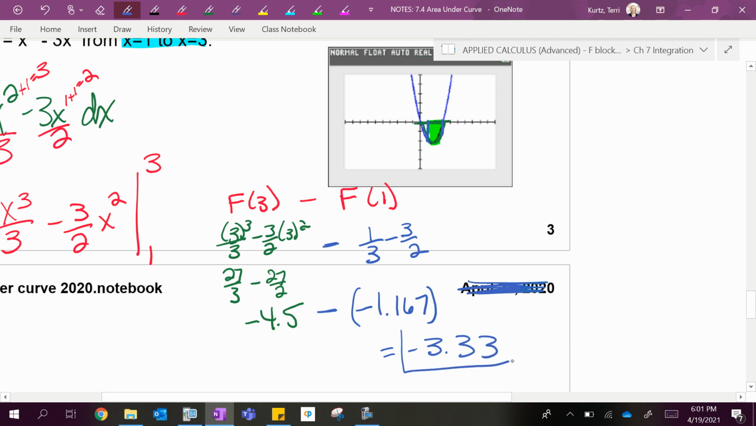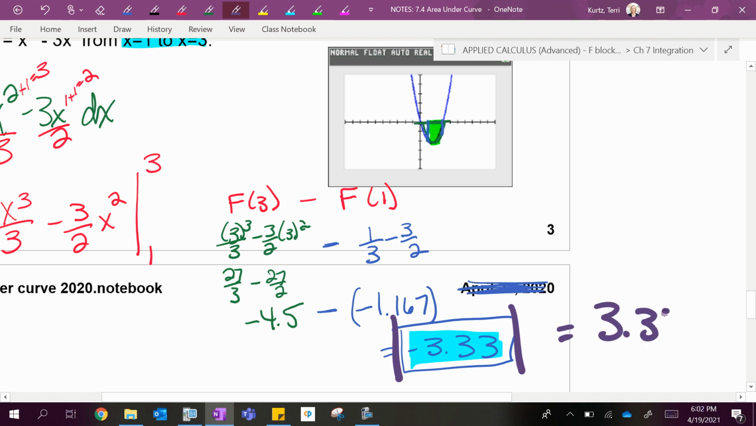Now an area, as I said, cannot be negative, but you will end up getting a negative number when the function falls below the x-axis. So what we do in this case is we do all the calculations as normal. But when we get to the very final answer and we say it's negative 3.33, then we take the absolute value of it and make it positive.